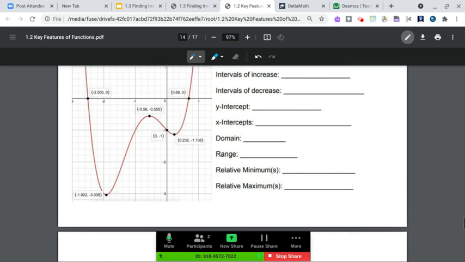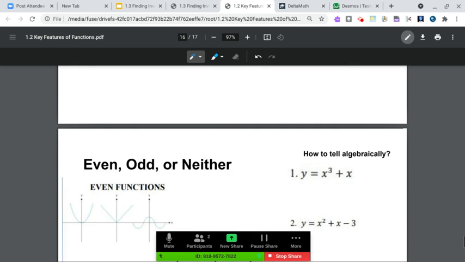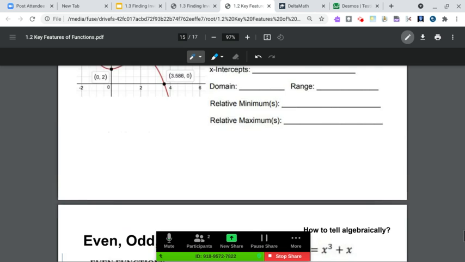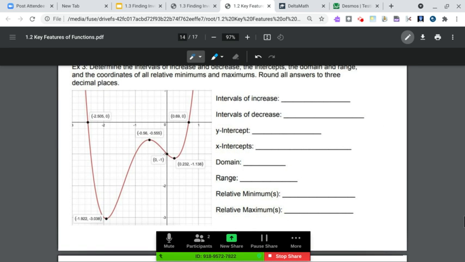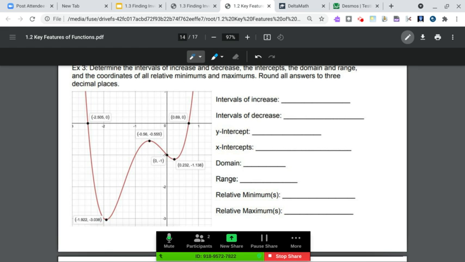Okay? Okay, let's look at, we have this one, and then, yes, perfect. Okay, we're on good pacing here. Okay, we're going to look at pretty much all of the things that we did today. Intervals of increasing, decreasing, x-intercept, y-intercept, domain, range, relative minimum, and relative maximum.